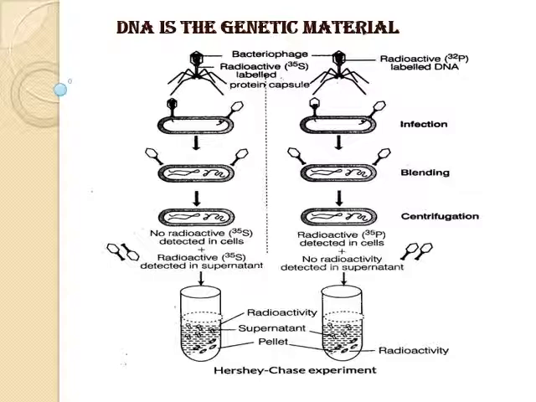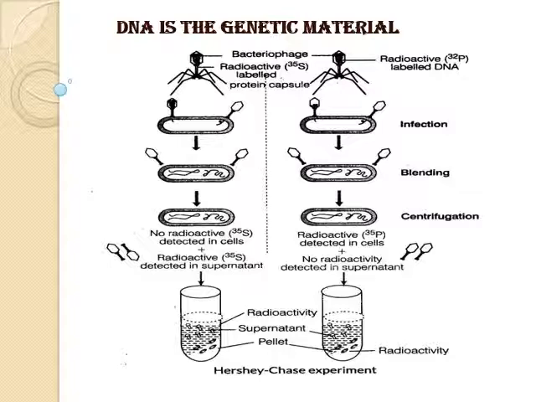These are grown on a medium. Some are grown on a medium containing radioactive phosphorus and some others on a sulfur-containing medium. Here two different isotopes are used. One is the 32 isotope of phosphorus, radioactive phosphorus, while the 35 isotope of sulfur was used as radioactive sulfur.